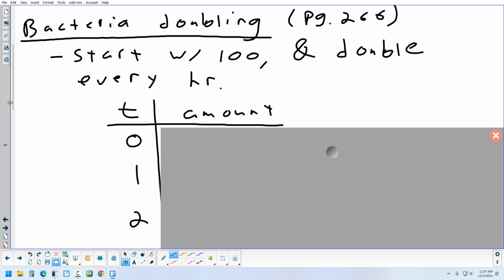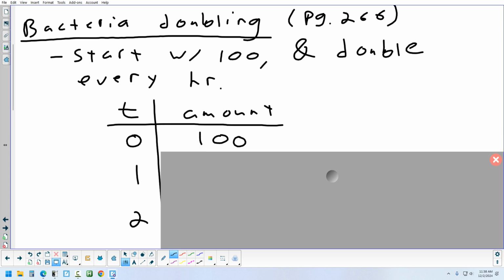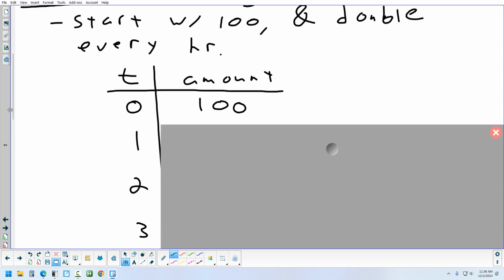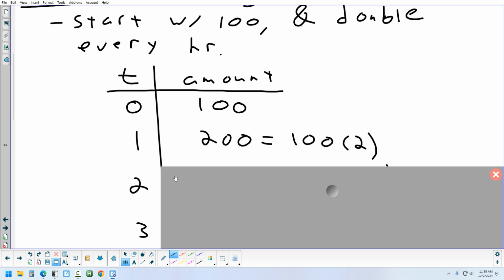What would be the amount of bacteria at the very beginning of the experiment before any time has gone by, based on what they gave us? 100. Right, we're starting with 100. After 1 hour has gone by, how much bacteria would you have? 200. But in order to see the pattern, I want you to think of it as the initial amount times 2 to the number of hours that have gone by, 2 to the first.